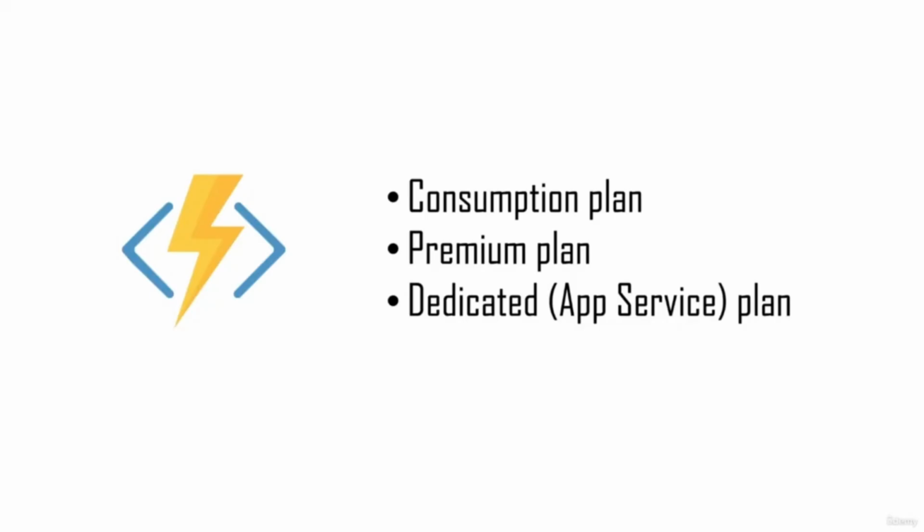So you can run your Azure Functions in three distinct plans: the consumption plan, the premium plan, and the dedicated app service plan. So now let's look at the differences between all these three plans.